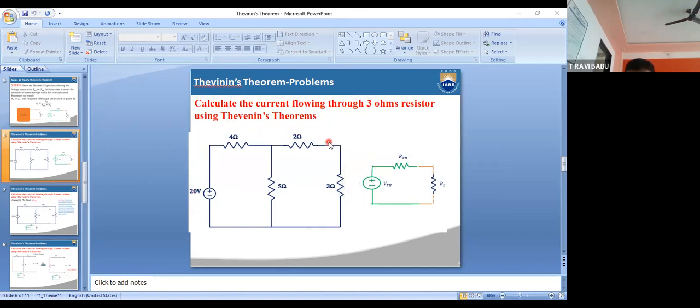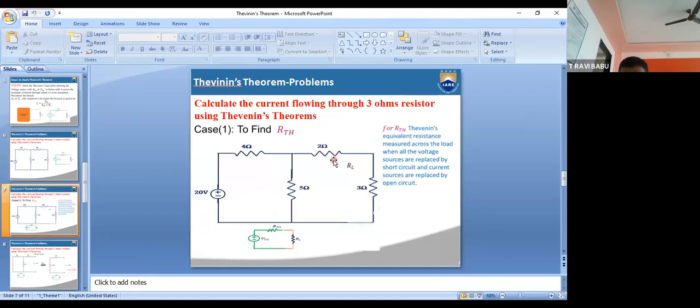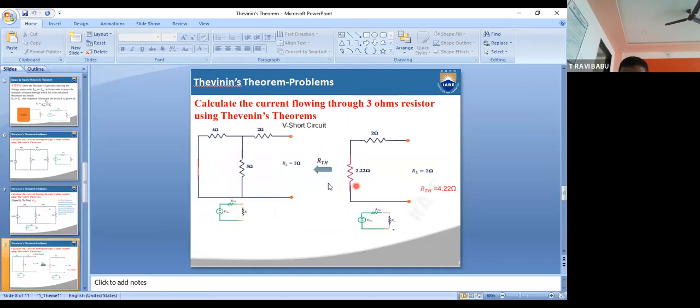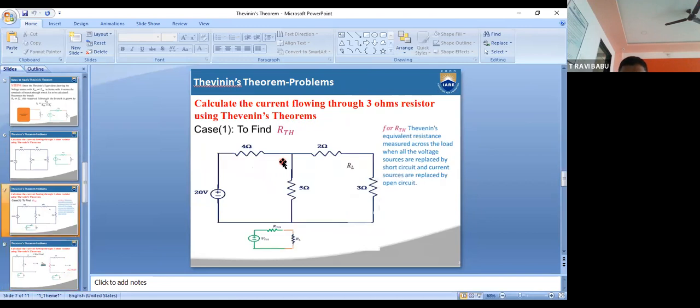replace this total. So remove this 3 ohms resistor first of all. I am taking this as RL, the load resistor, and I am removing that one. After that, calculate first the RTH, the Thevenin's equivalent resistance. For that, you have to maintain one property.